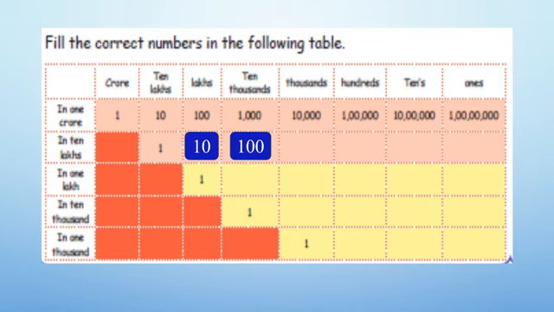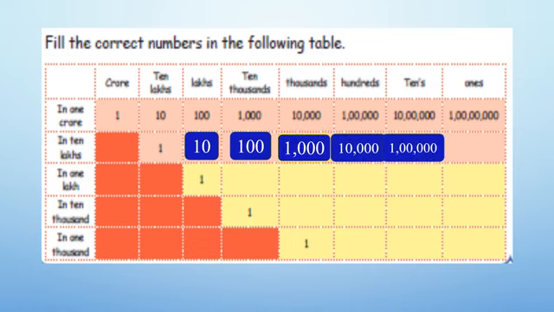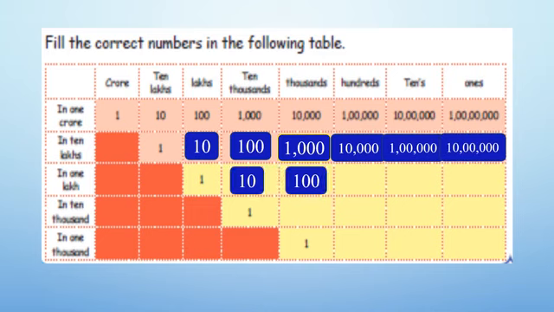Next one is 100, then 1000, and 10,000 hundreds are there. 1 lakh tens are there, and 10 lakh ones are there. Likewise, we have to find out. See, with the remaining I'll fill for you.